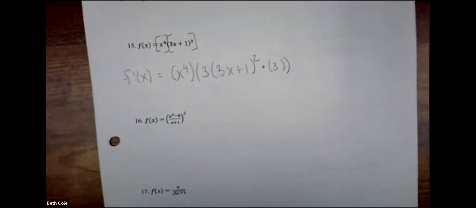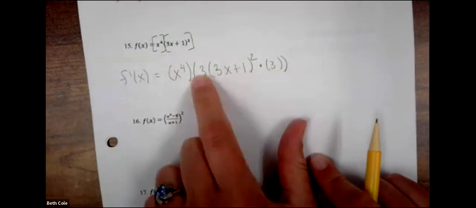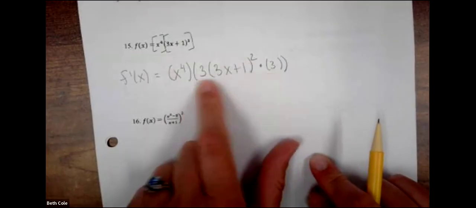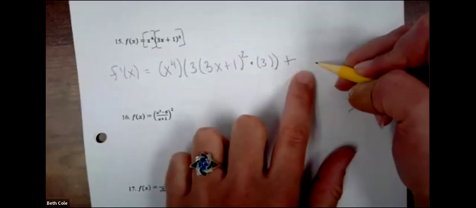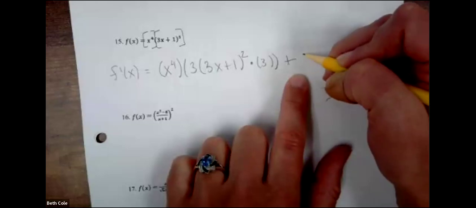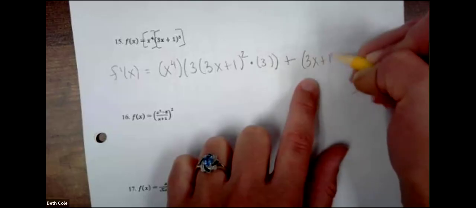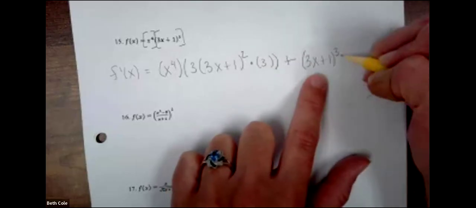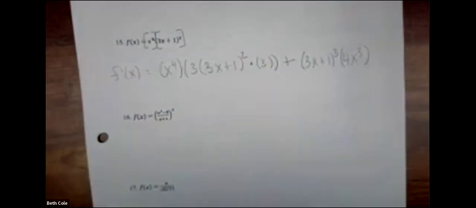Can I recap what we did so far? I'm going to make sure you're with me. This is the first function, derivative of the second. It was long because it involved a chain rule. Plus, now in our product rule, what comes next? 3x plus 1 cubed, the second function, times derivative of the first.